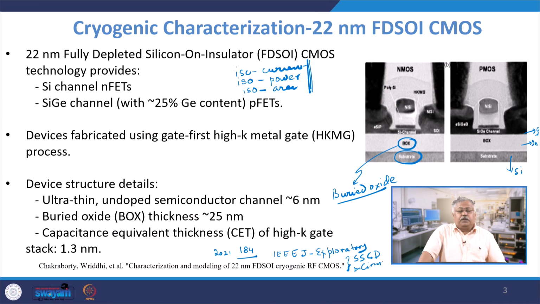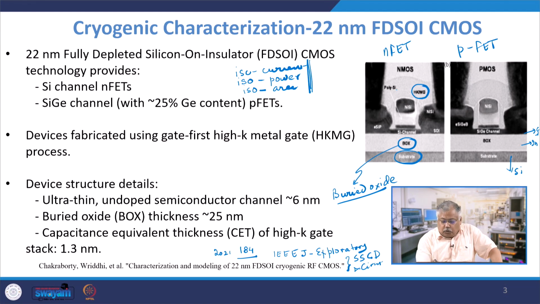Now, the devices which these authors have fabricated used a high K metal gate process. The dielectric constant of the gate dielectric which they are using is relatively very high. If you look at the right hand side here, you have this high K metal gate over the silicon channel. This is an NFET here, and the right hand side is effectively a PFET, right?